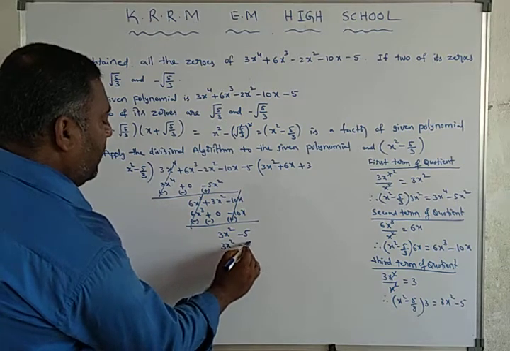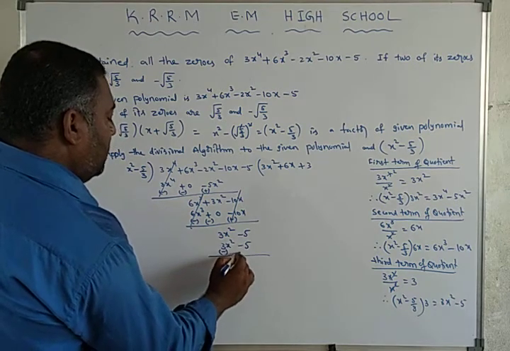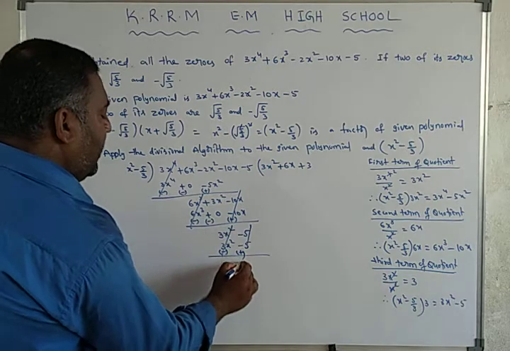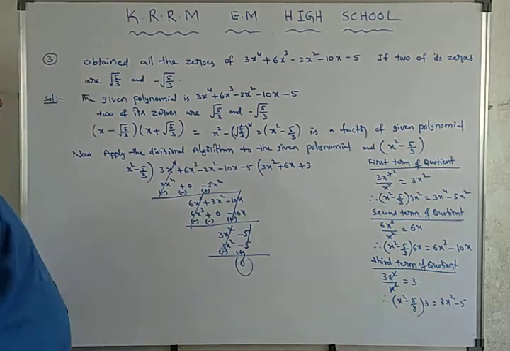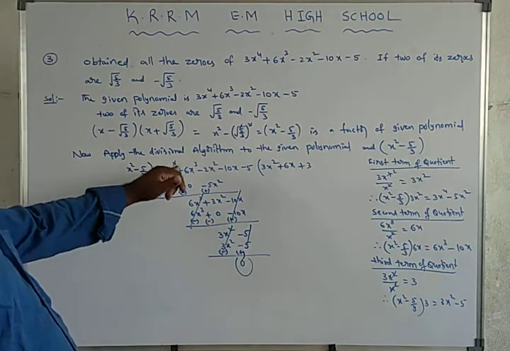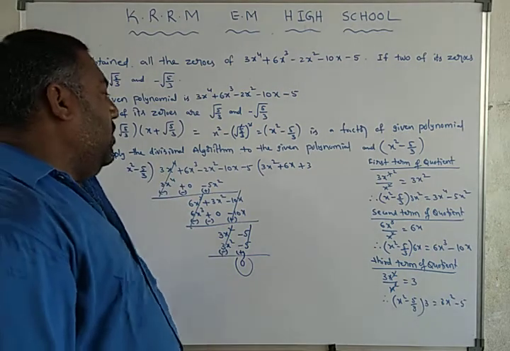3x square minus 5. So minus, this plus, so these two are cancelled, 0. Therefore x square minus 5 by 3 is a factor of this polynomial, the remainder goes to 0.